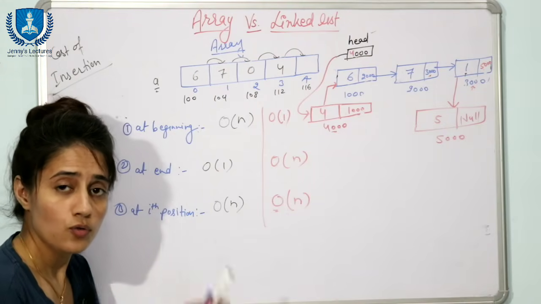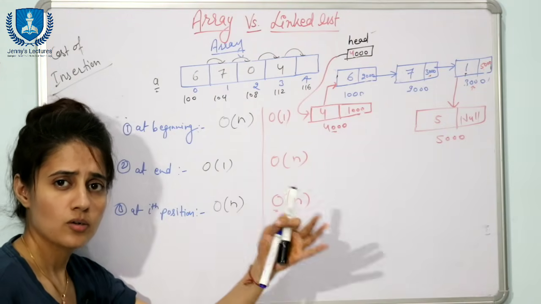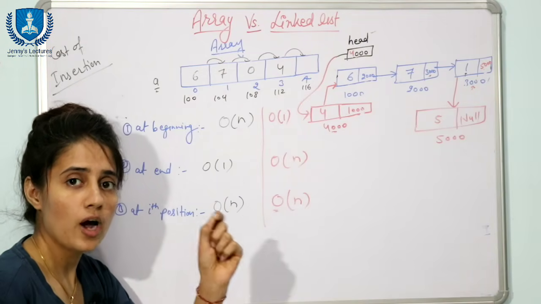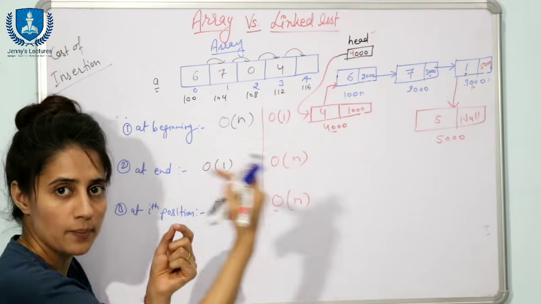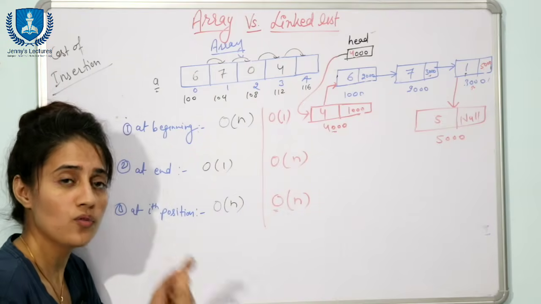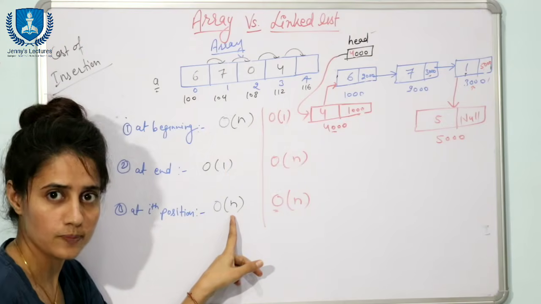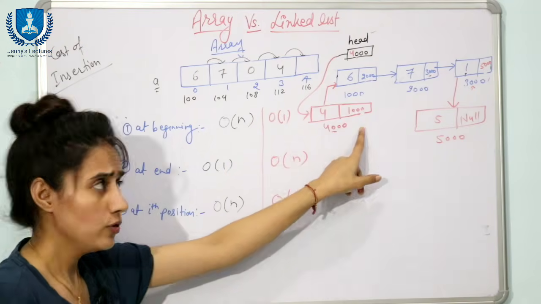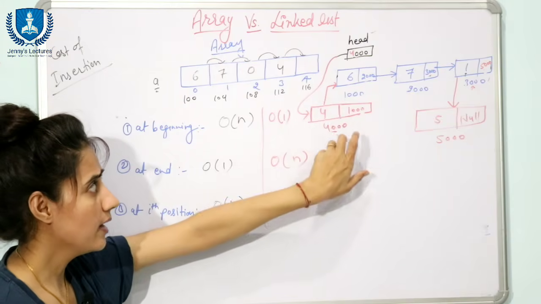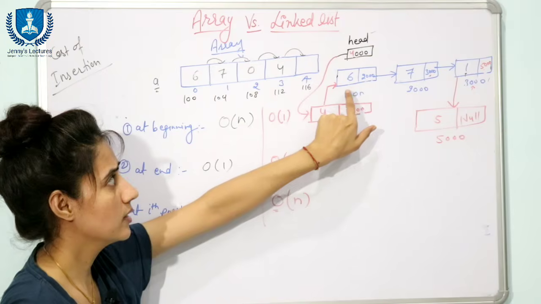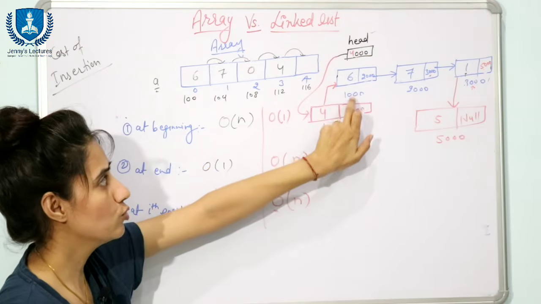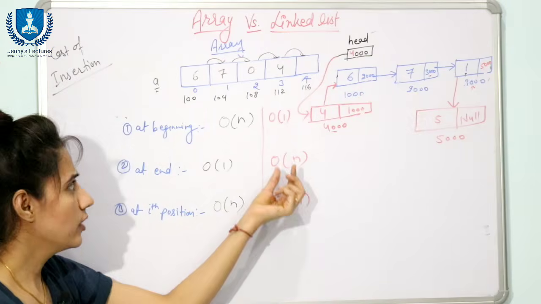If you want to delete from any position, or in the average case, from the middle position, then you have to shift how many elements? N by 2 elements to the left side. So it is proportional to the number of elements in the array, so it is going to take order of n. Fine. In the linked list, if you want to delete from the start, then simply delete this, and you have to adjust the head only. If you want to delete this one, in head you are going to store 1000 only. Fine. So it is going to take order of 1.